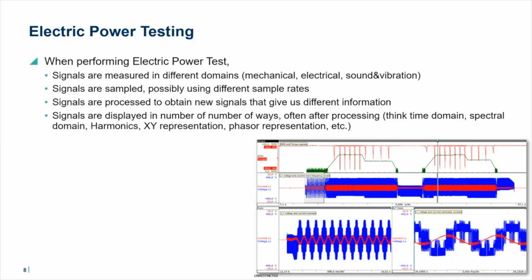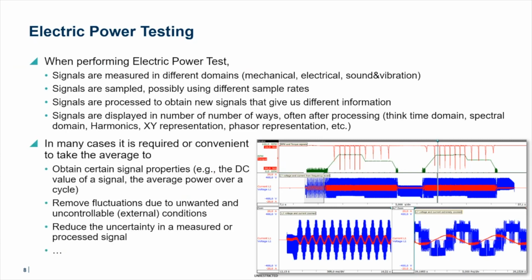What is normally also done to give you more information on what you are measuring: signals that you measure are processed to obtain new signals to give you different information about what you're measuring. And then after processing, or sometimes during displaying, signals are displayed in a number of different ways. You can think of, for example, showing signals in the time domain. You can process signals in the time domain to move to the frequency domain, spectral domain. You can calculate harmonics of signals. Sometimes it is also useful to show signals in an XY representation or in a phasor representation, DQ0, etc. So you are going much further than just measuring signals. You are also processing signals in order to get a different view on the information that you are measuring.